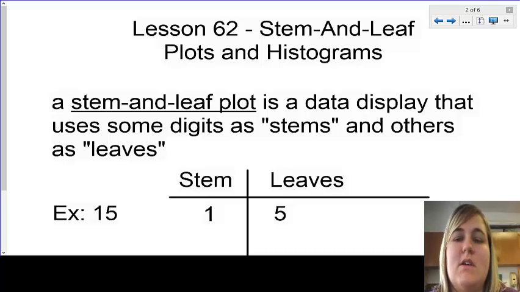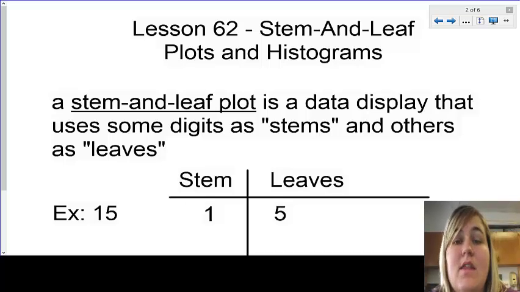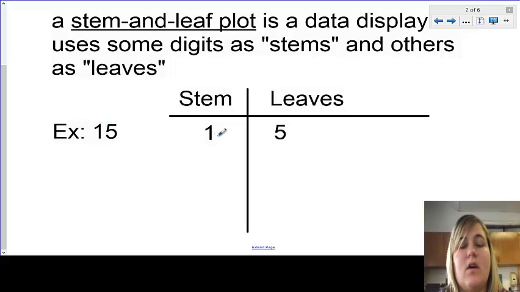Lesson 62, Stem and Leaf Plots and Histograms. A stem and leaf plot is a data display that uses some digits as stems and others as leaves. So, for example, they've given us 15, the stem is 1, and the leaf is 5.